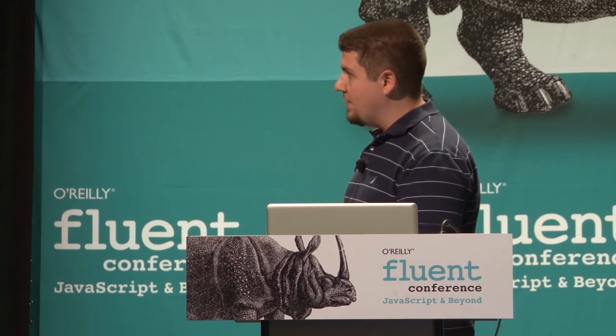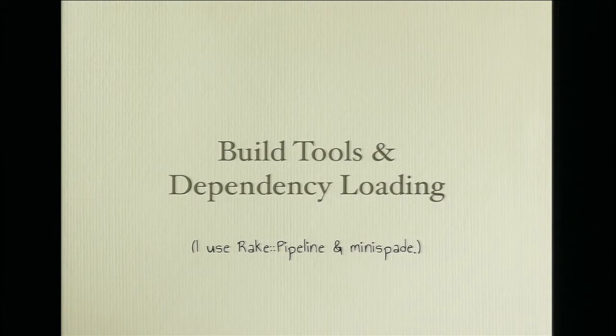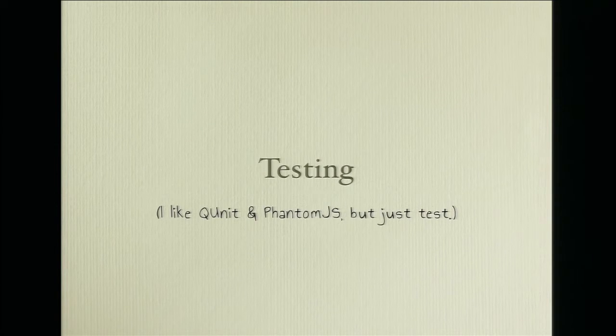So I use Rake Pipeline and Minispade for dependency loading, but feel free to use Require.js. There's a lot of approaches there. AMD, if that's what you like, use it. I'm using it on a project now, and I like it. Testing. Ember uses QUnit, but you can use Jasmine. Use whatever you'd like. Just use something. And I use Phantom.js so that I can run it directly from the terminal.